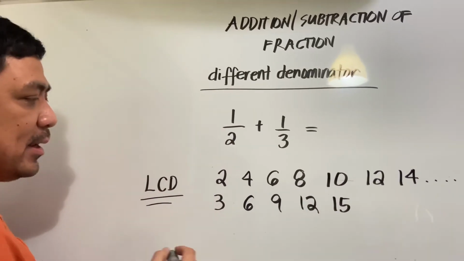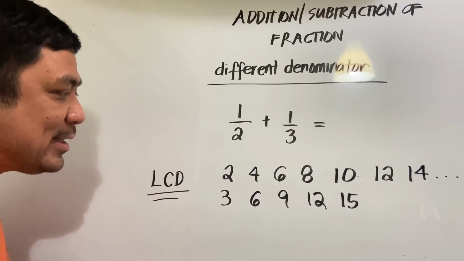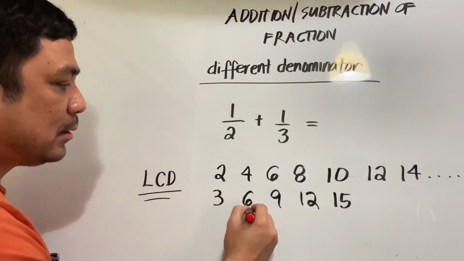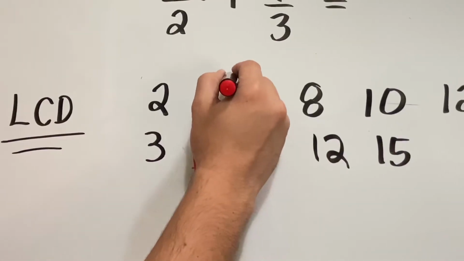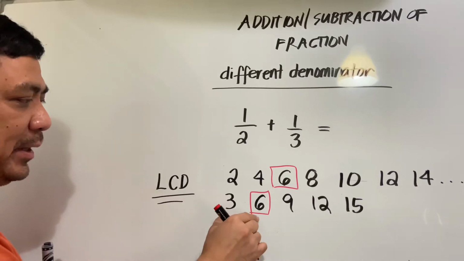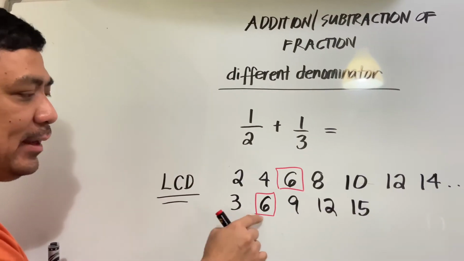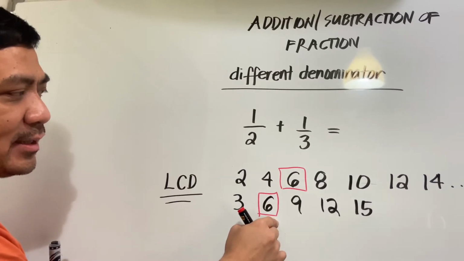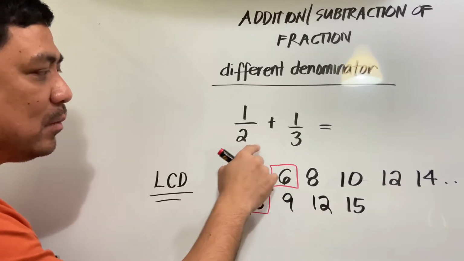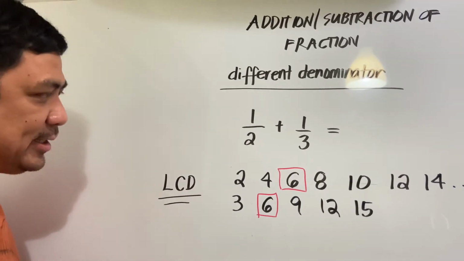Okay? So in this case, how to get the least common multiple? As you can see, the least common multiple here is 6. Okay? Yung pinakamababang number that is a multiple of both 2 and 3 is 6. So in this case, 2 and 3 has a least common multiple of 6.